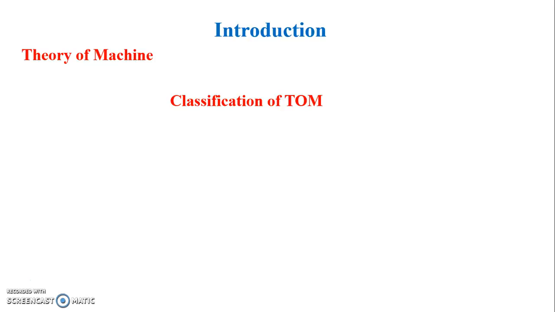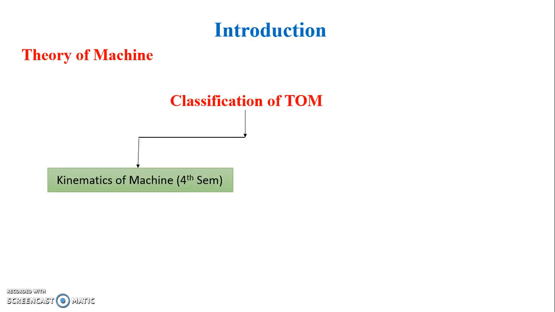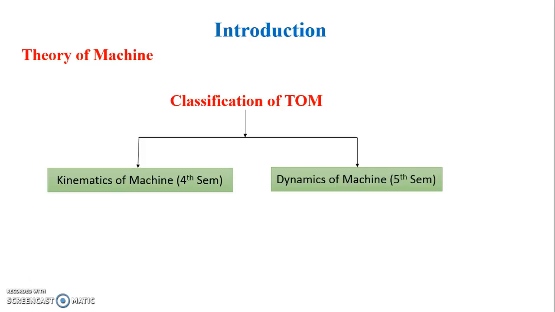Theory of machine is classified into kinematics of machine and dynamics of machine. Kinematics of machine deals with the relative motion between the various parts of the machine. Dynamics of machine deals with the forces and their effects while acting upon the machine parts in motion.